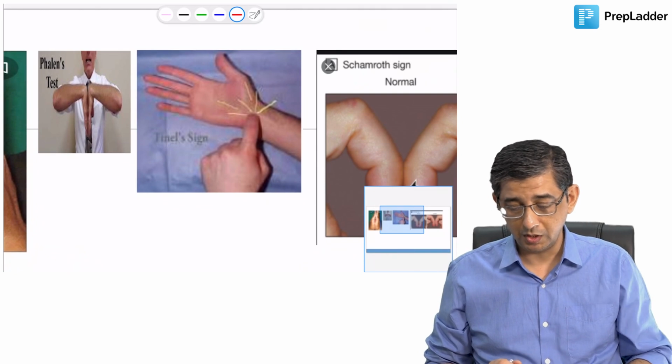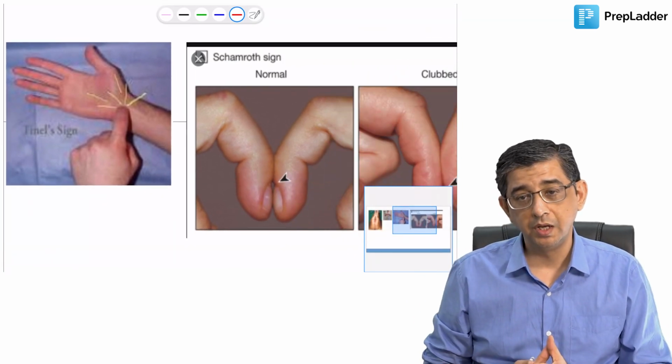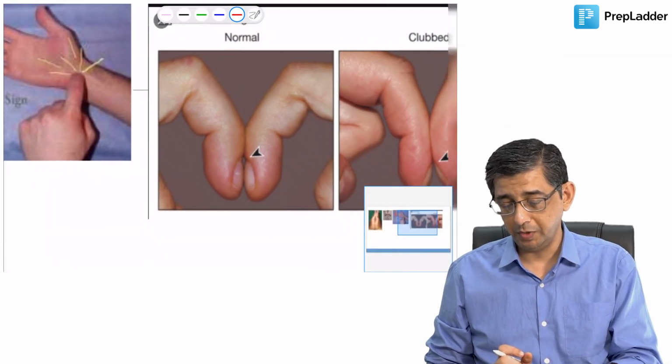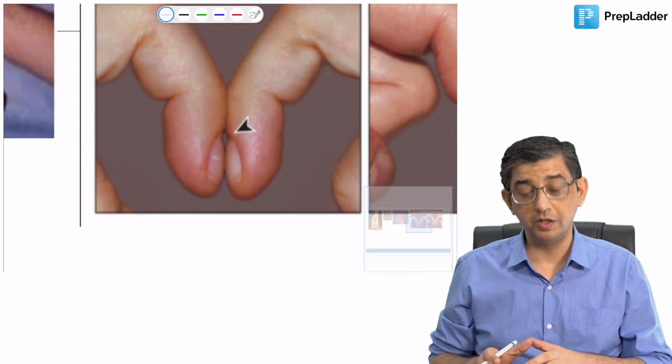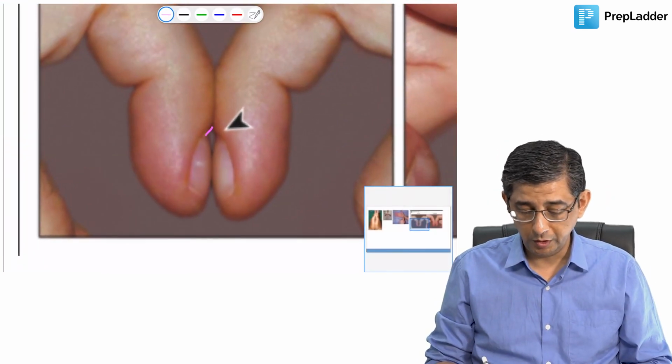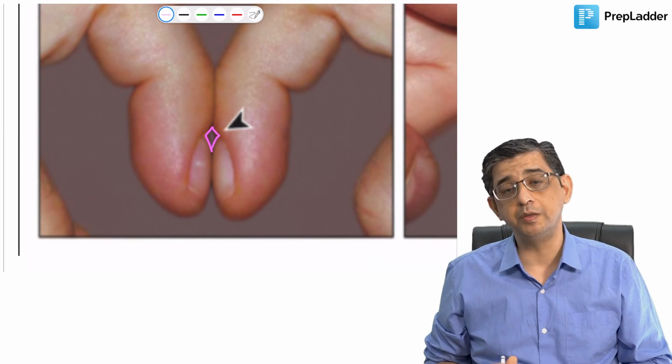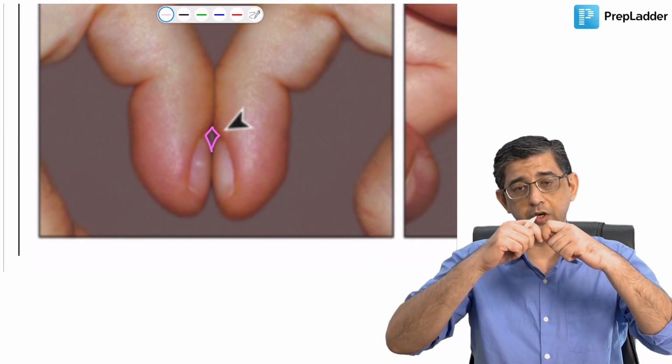But when it comes to the last option, Shamroth sign, that's a feature seen with clubbing. If I just zoom in, you can notice that in a normal person, you can definitely notice a diamond-shaped area present between the nails in you and me if you tend to join your nails.